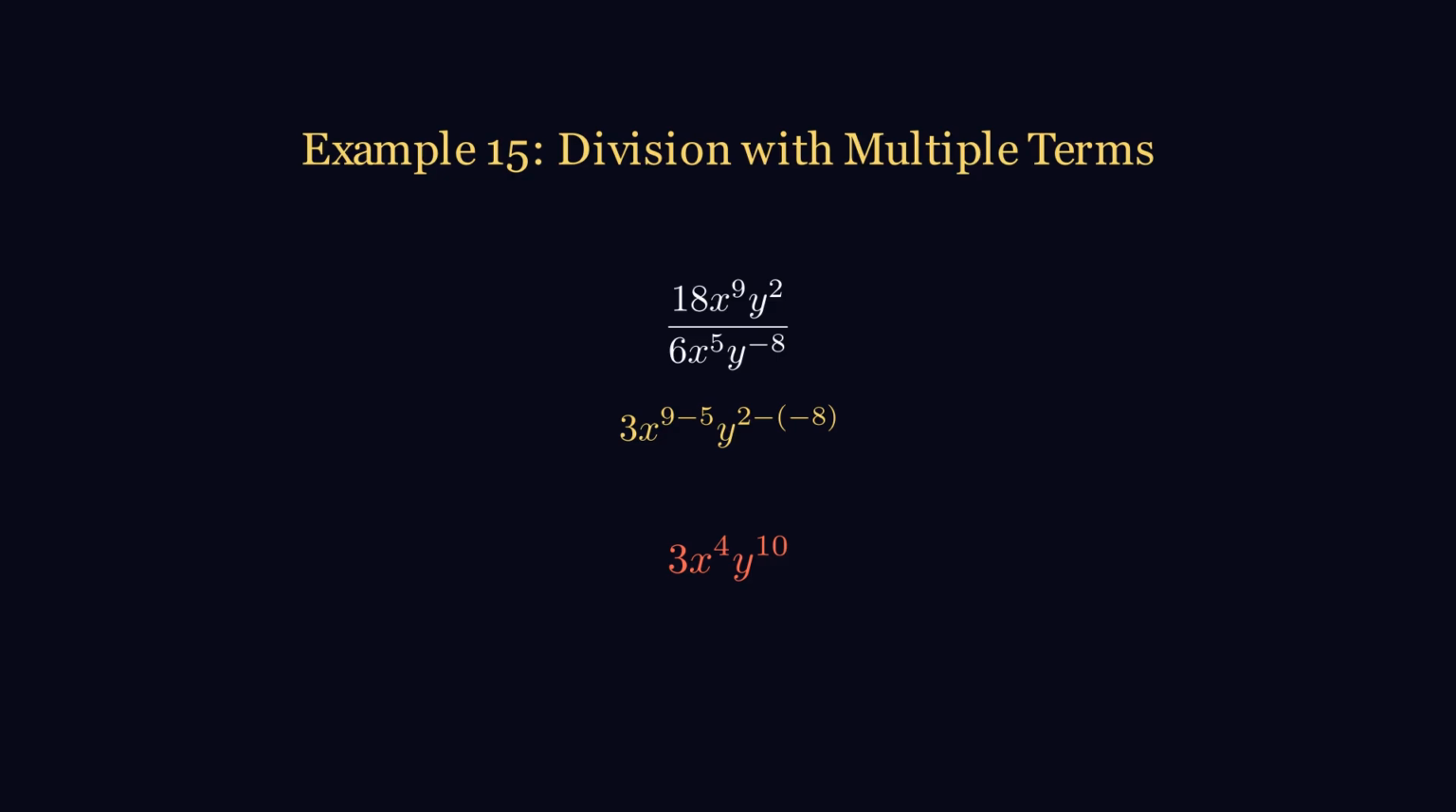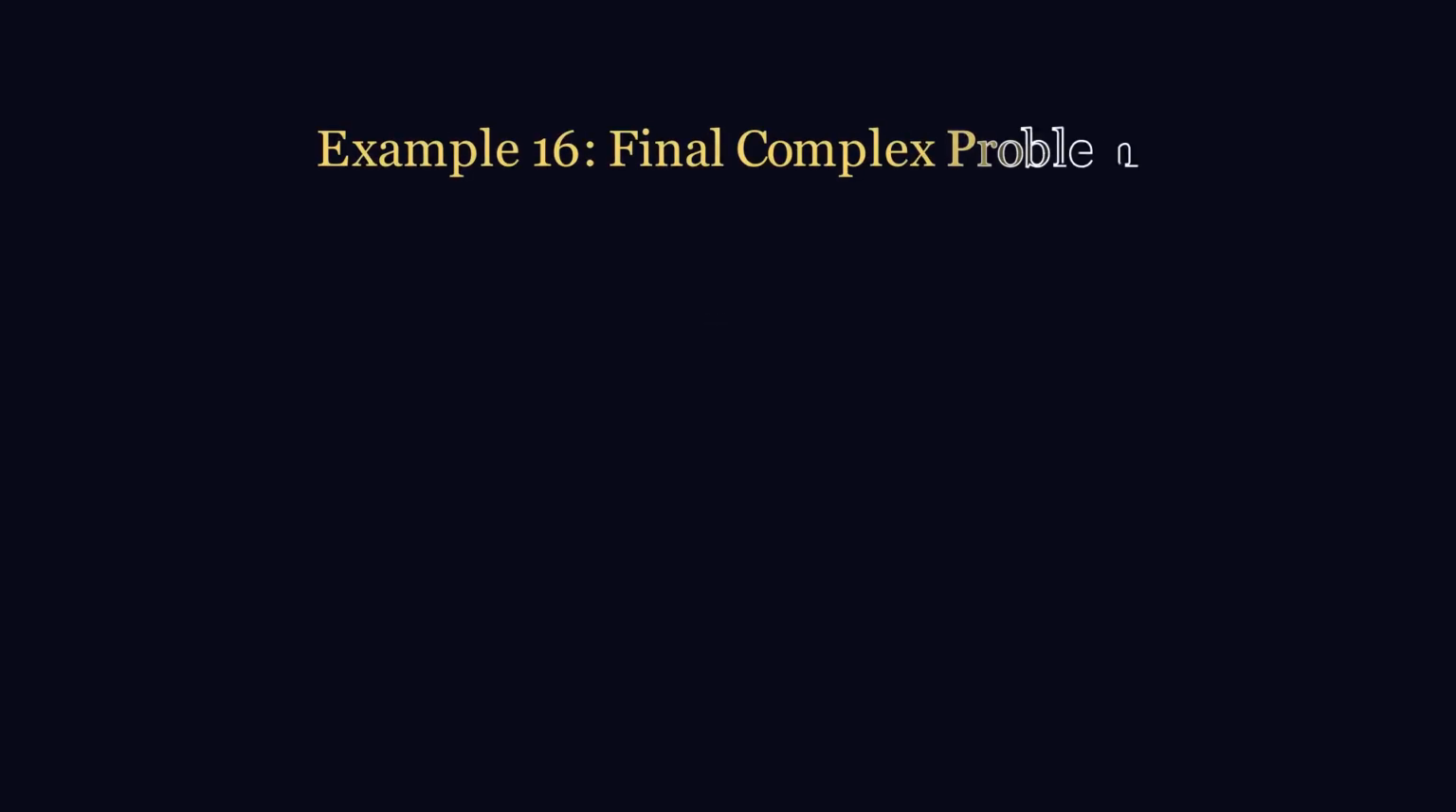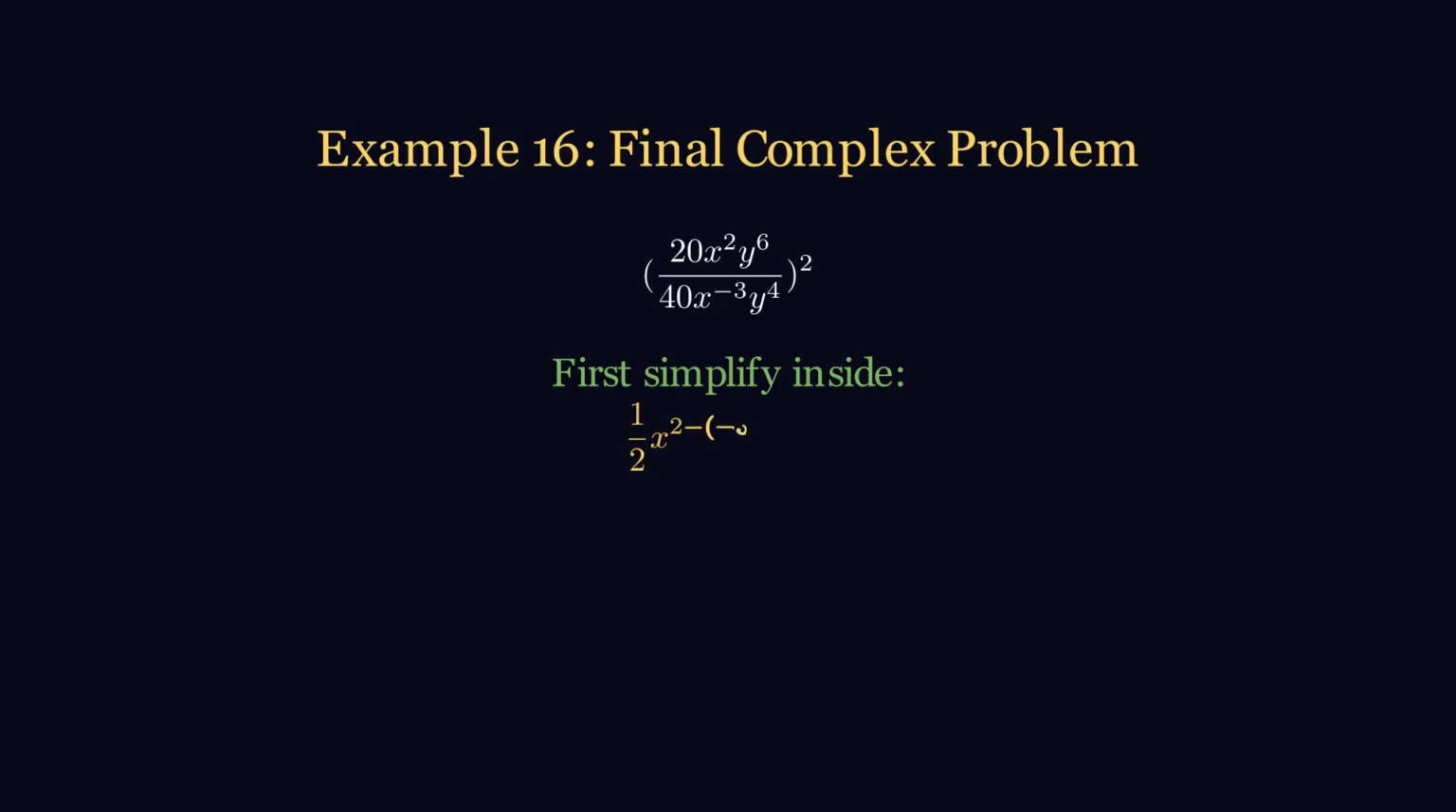Here's our final complex example. Simplify 20x squared y to the 6th divided by 40x to the -3 y to the 4th, all raised to the 2nd power. We can simplify inside the parentheses first. 20 divided by 40 equals 1/2. x squared divided by x to the -3. 2 minus -3 equals 5, so x to the 5th. y to the 6th divided by y to the 4th. 6 minus 4 equals 2, so y squared.